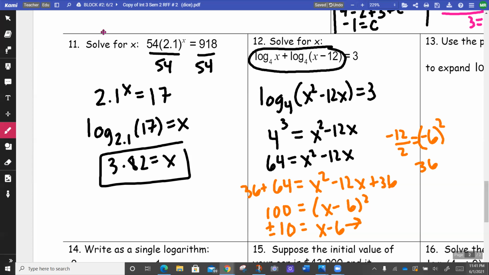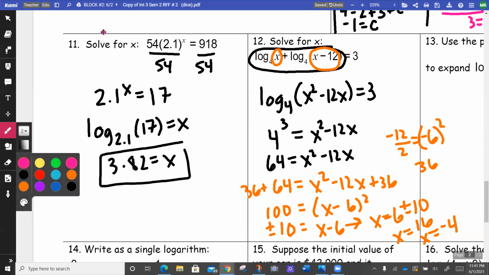Okay, so I'm going to get it this way, but I'll show you. I was thinking of it as a positive 64. So this is going to be x is equal to 6 plus or minus 10. One answer is going to be 16, and the other answer is going to be a negative 4. But you always need to check and make sure that when you take the log of something, you never take a log of a negative. And so this answer right here, that negative 4, is not going to be an answer, 16 will.